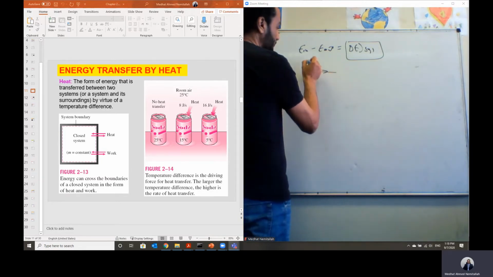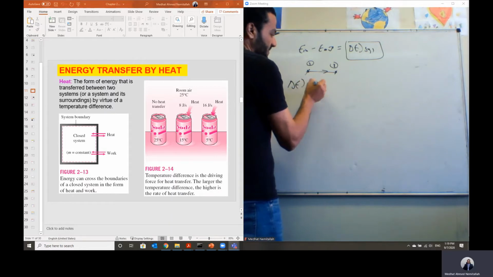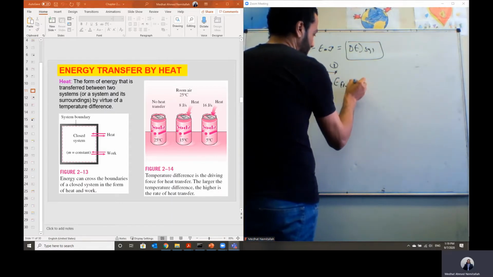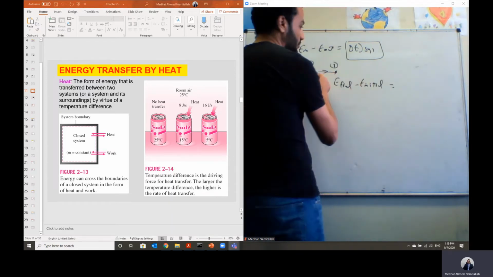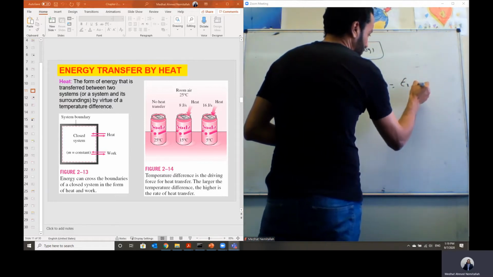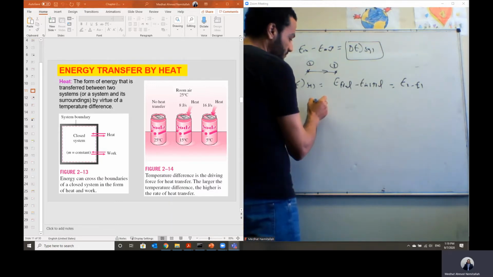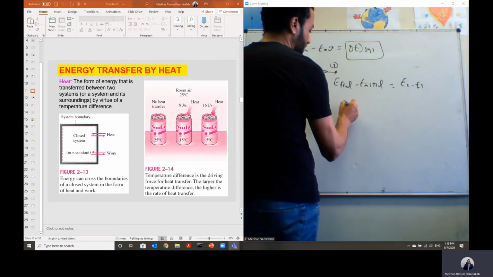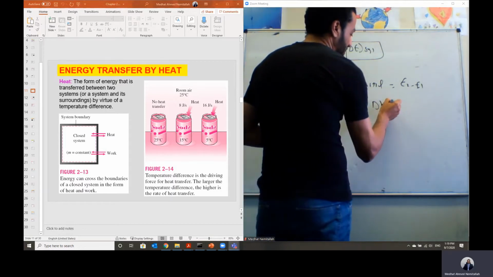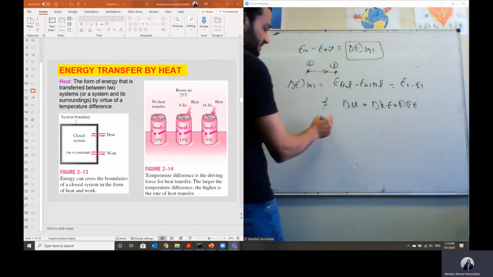If we have a system undergoing a process or a change from one initial state to a final state, we said the change of energy of the system will equal the final energy minus the initial energy, or we can call it E2 minus E1. And we said the forms of energy the system can possess are internal energy, kinetic energy, and potential energy, so E2 minus E1 will equal the change of internal energy plus the change in kinetic energy plus the change in potential energy. And we have defined these terms for a system.